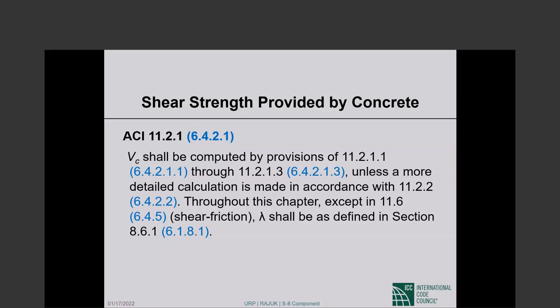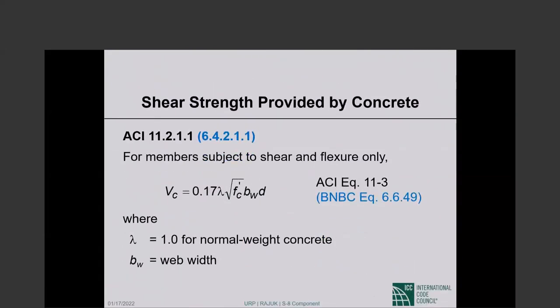lambda shall be as defined in section 8.6.1. Lambda, lightweight concrete factor, is in chapter 8, and you can look that up. I didn't reproduce that. Okay, so this is how to calculate V_c, the concrete contribution. Okay. There is the regular calculation, and then there is detailed calculation. As you saw, you can do it 2 ways, and this is the usual way of calculating V_c.